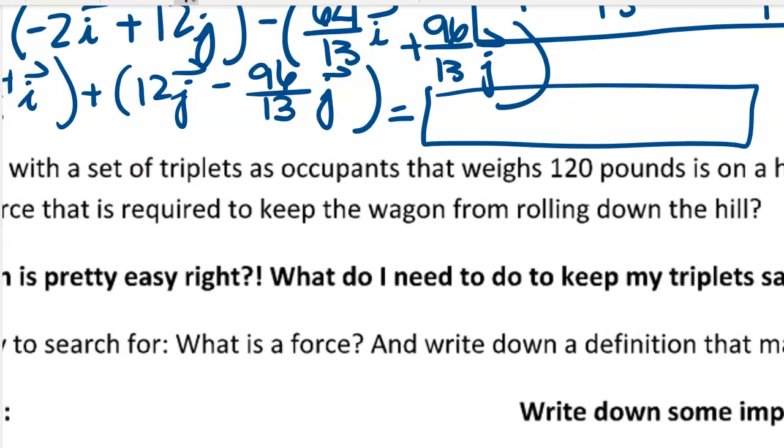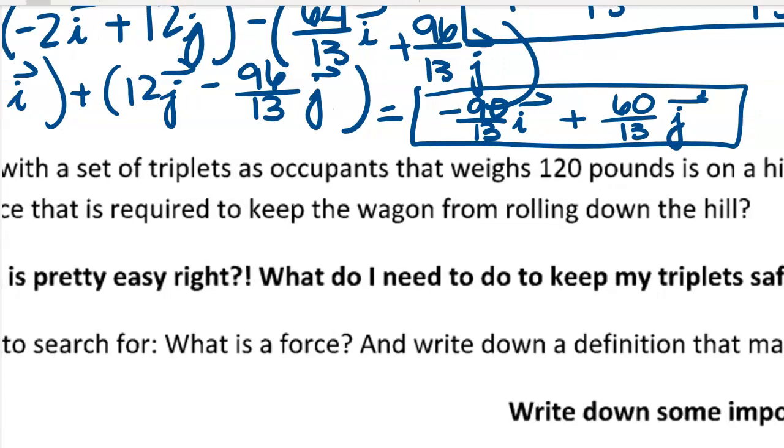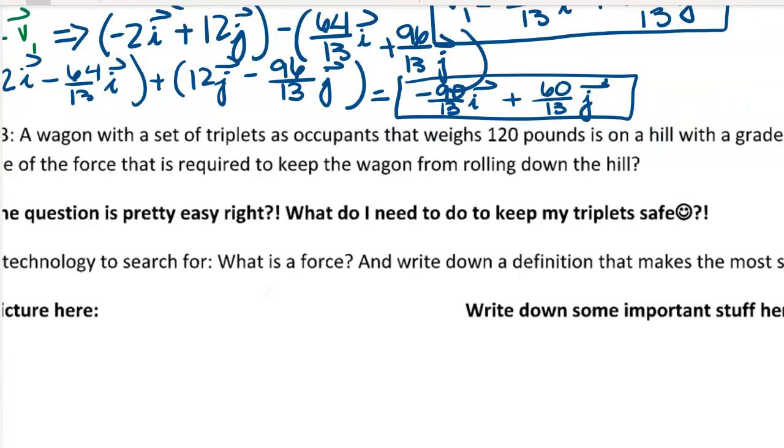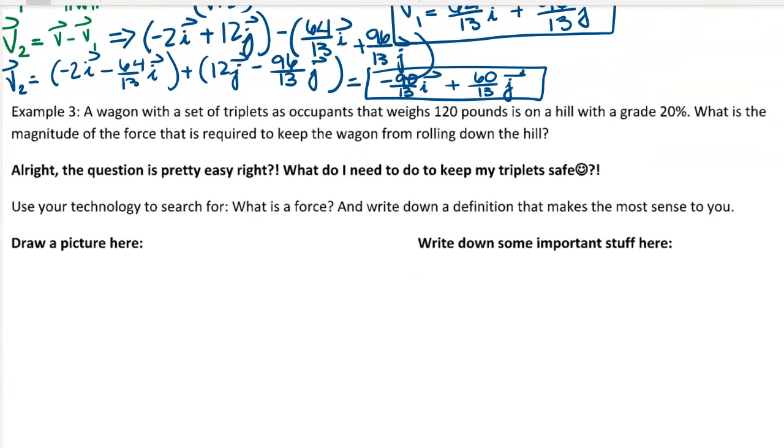I got negative 90 over 13i, plus 60 over 13j. Question mark, guys? Okay? Yes? No? Maybe? Okay, cool. Good job. Let's go down to the next question. Example 3.